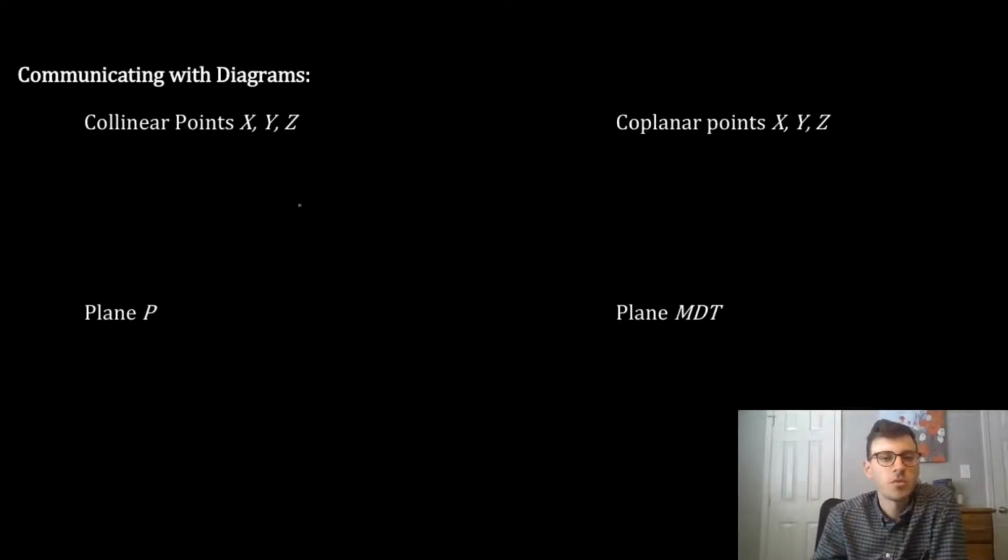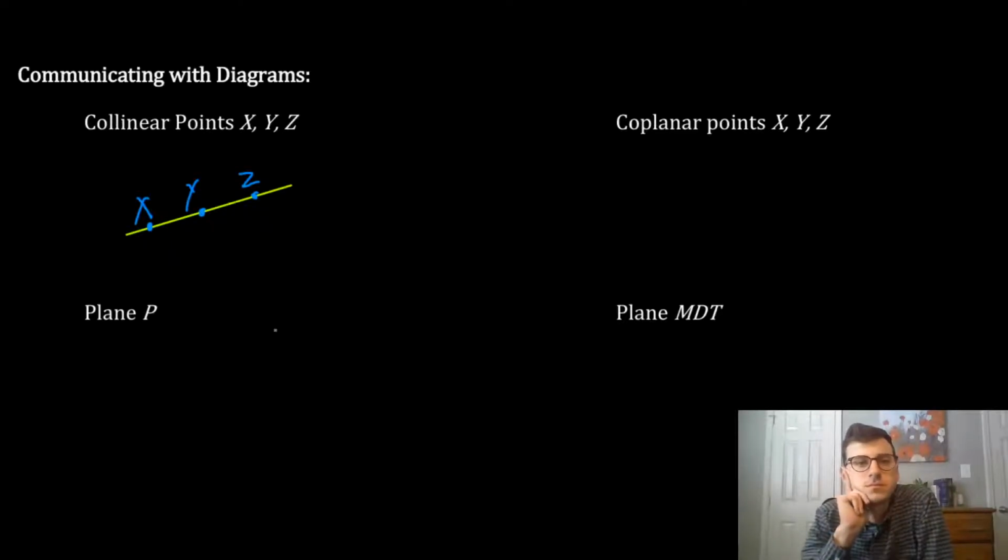Okay, collinear points X, Y, and Z. So 3 points that are collinear mean that they're on the same line. So I'm going to go ahead and draw a line because we know they're collinear. And since these points are all collinear, they all fall on that line, right? X, Y, and Z. Not too bad. So that's collinear points.